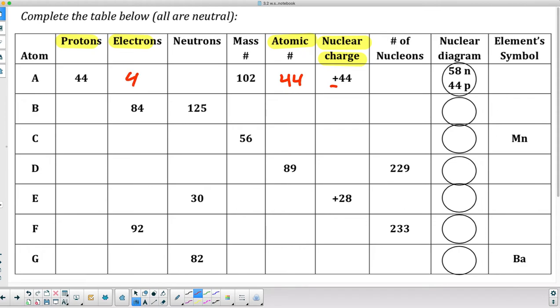So I can do 44 for the electrons, 44 for protons, 44 for atomic number. Okay, so these are equal to each other. Now let me show you some other things that are also the same. With the highlighter, I can highlight the mass number. This is something we've talked about before. Mass number and the number of nucleons are the same.